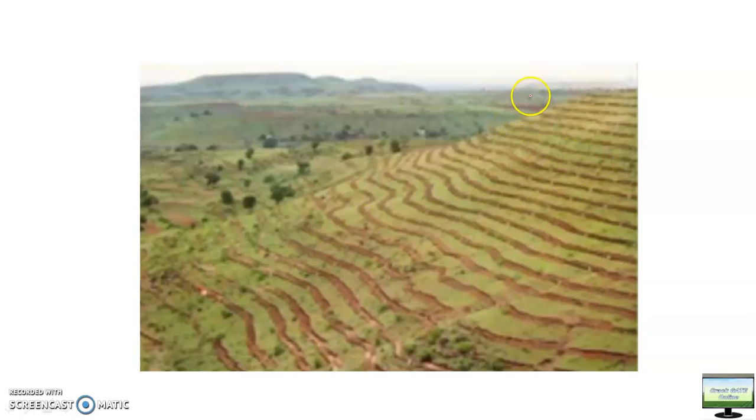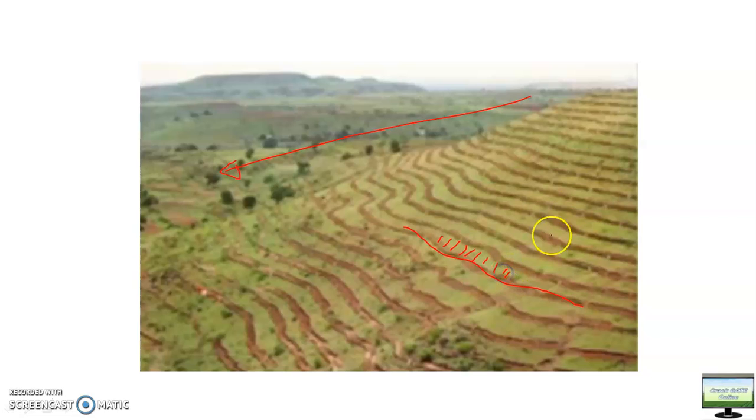Let's see what the function of this bund is, why you are making this bund on the land. This is the land slope. In this view, you make the bund across the slope. This all is the bund line. What happens if you make bunds like this? If any rainfall comes, that rainfall will be stored in this area, in between two bunds.